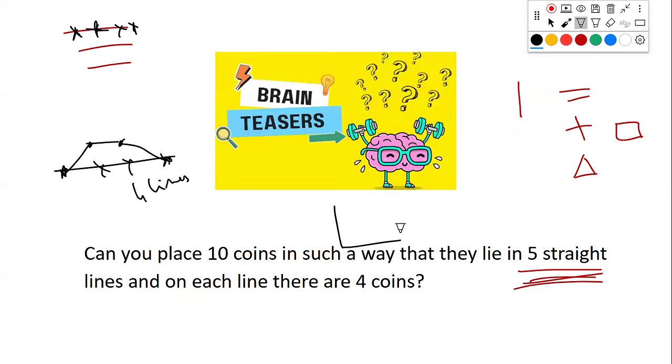Say 1, 2, 3, 4, 5. But here I cannot have 4 coins on each line, 4 coins on each line and 10 coins in all. So if I'm visualizing a pentagon like this, I will not be able to place 4 coins on each line and still do this with only 10 coins. I need more coins. Yeah, at least I'm happy that you are thinking.